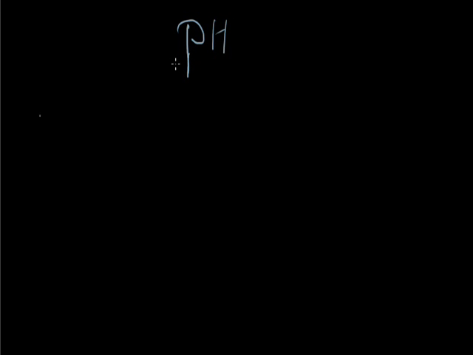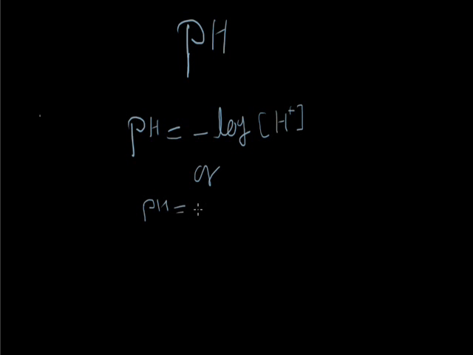First, what is pH? It is explained mathematically: pH is equal to the negative logarithm of the concentration of H plus ion, or we can say that pH is the negative logarithm of the concentration of hydronium ion. You can use both terms, concentration of H plus ion or concentration of hydronium ion.